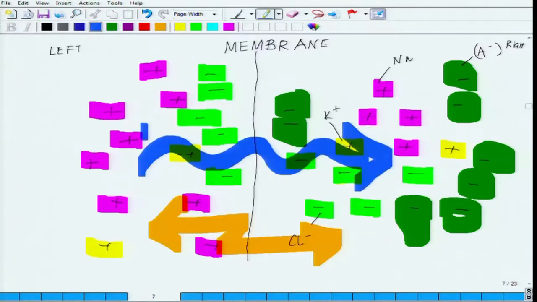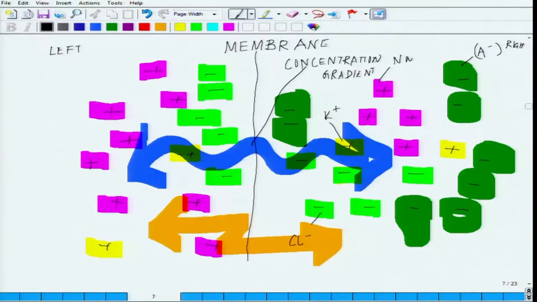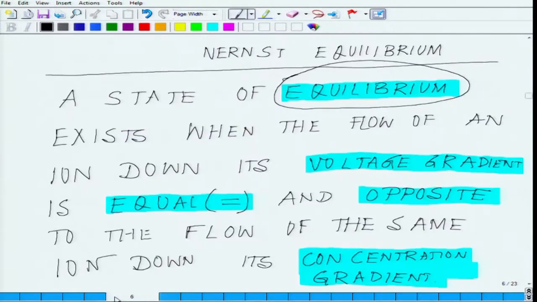So, the blue is basically telling you the concentration gradient, and this is basically telling you the electrical charge. Okay. So, the balancing act between these two. So, there has to be equality if you go through this diagram.